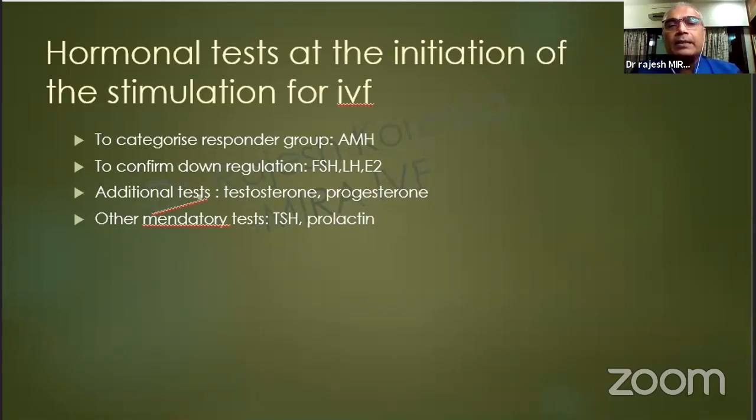The additional tests are testosterone and progesterone. For progesterone, we have discussed at length. Why is testosterone important? Because testosterone is an androgen, which is important for steroidogenesis and estrogen biosynthesis. It has been observed that with aging, the androgen level falls, and when basal testosterone is less than 20, it affects folliculogenesis. Other mandatory tests are TSH and prolactin, which we all do without fail.